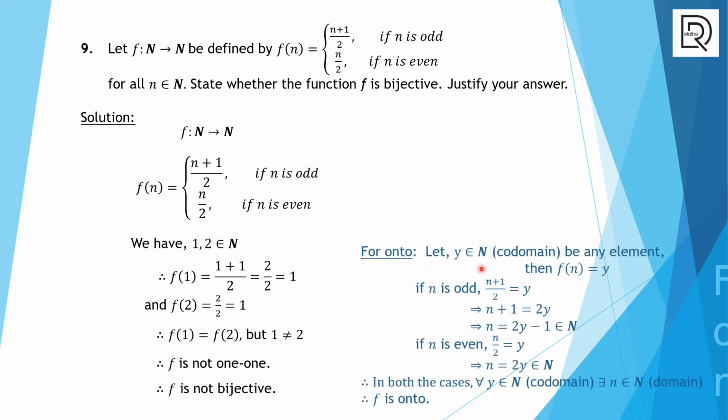But if you want to check whether the given function is onto or not, then you just see this portion. Here I check whether this is onto or not, and after simplification we get f is onto.